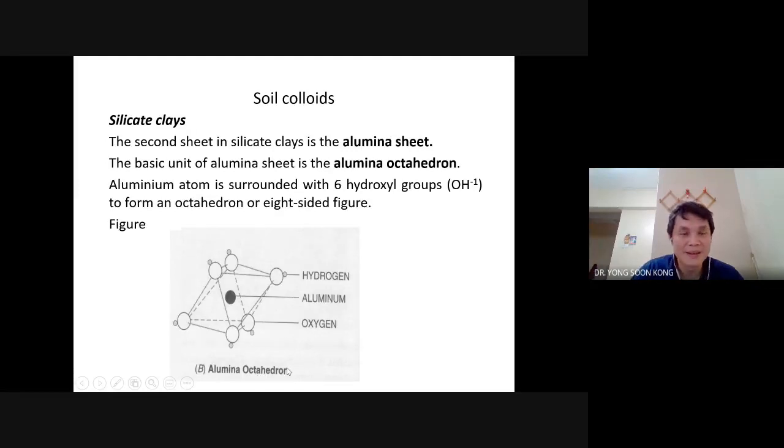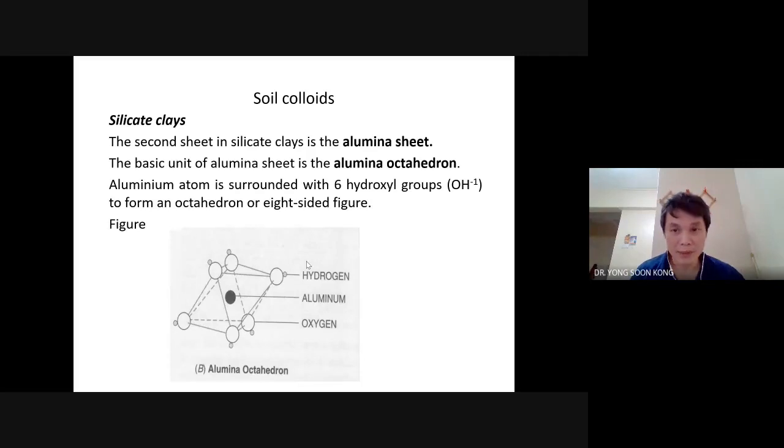Now, there's another kind of layer. Now, this kind of layer, instead of silicon inside, is aluminium. Now, aluminium, in this case, surrounded by 6 oxygen. 6 hydroxyl group, in fact, not oxygen, only 6 hydroxyl group. Because each of these large white circle, they are attached with one gray sphere. So this gray sphere is hydrogen. So that's why OH, it's hydroxyl group.